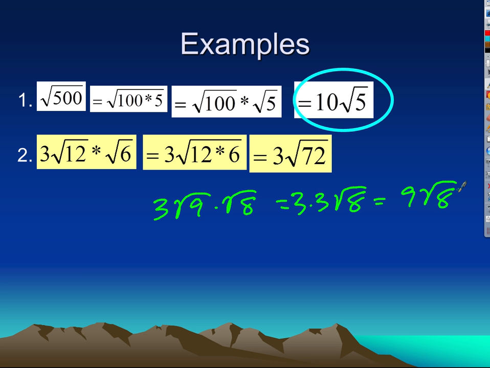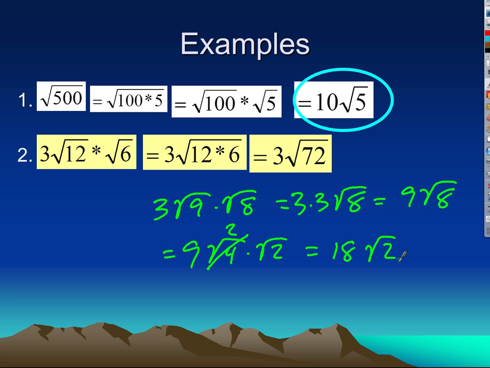4 times 2, yeah. So we could go again. We could say that's equal to 9 times the square root of 4 times the square root of 2. And what's the square root of 4? 2. So we can just replace that with a 2, right? 9 times 2 is 18 radical 2 times the square root of 2.